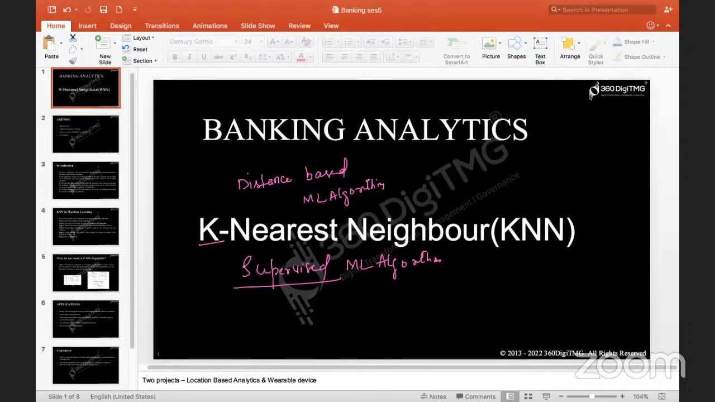The good thing is that you can solve it for classification and also for numeric prediction, which is regression.